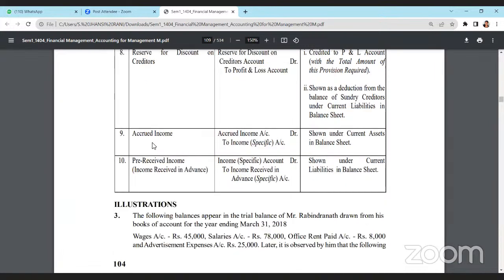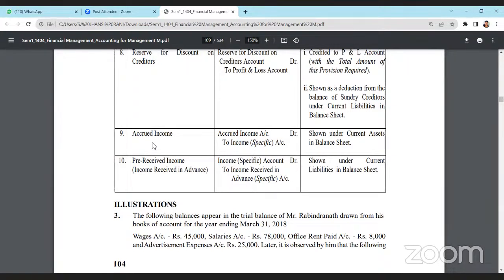Now, accrued income. We have studied outstanding expenses and prepaid expenses, which are related to expenditures. When it comes to income, we call it accrued income. Accrued means the income which is yet to be received, whereas outstanding means the expenditure which is yet to be paid. In that case, we add it to the respective income on the credit side of the profit and loss account, and we show it on the balance sheet asset side, because it is income which has to be received.